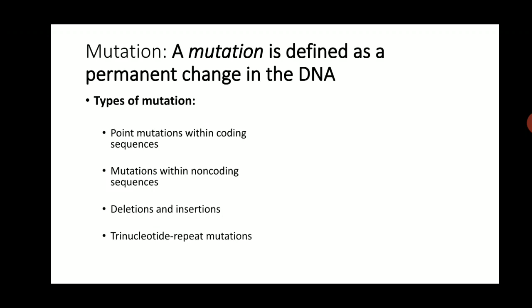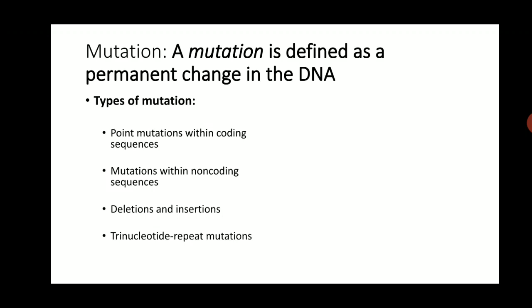You will come across frequently a term called mutation. A mutation is defined as a permanent change in the DNA. There are different types of mutations. Mutations can occur in the coding sequence. They can be point mutations. Point mutation means only one nucleotide is changed at a given point. Mutation can also occur within non-coding sequences. Mutations can lead to deletions and insertions.